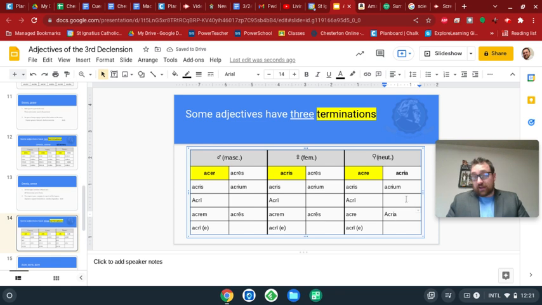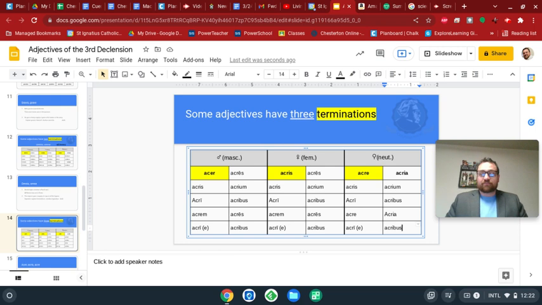It's going to be acria. Here, we're going to do acribus. And there's going to need to be six of those. And there is our full declension of acer, acris, acre. And that's how the dictionary form for this would look.